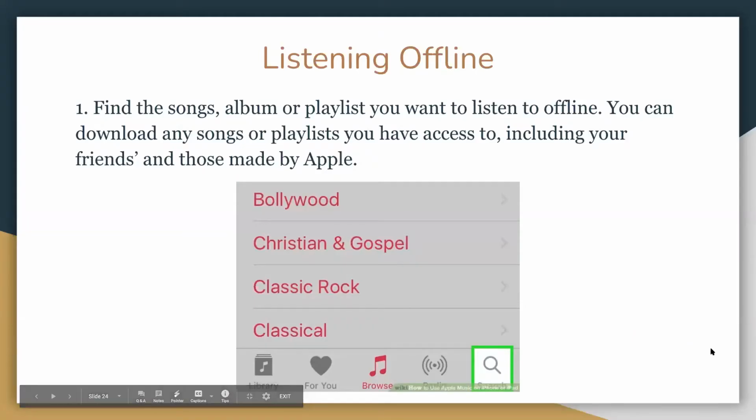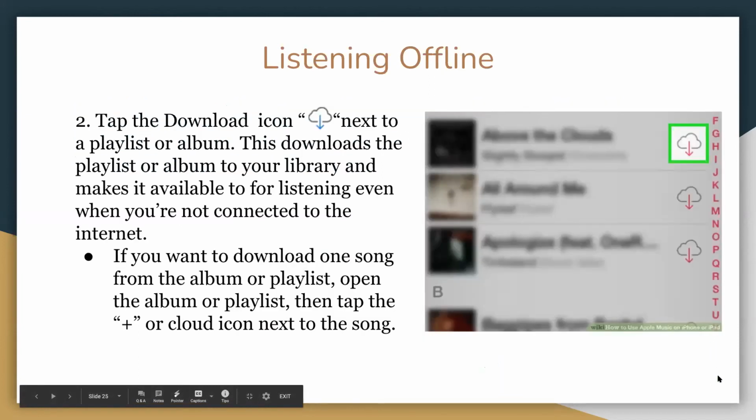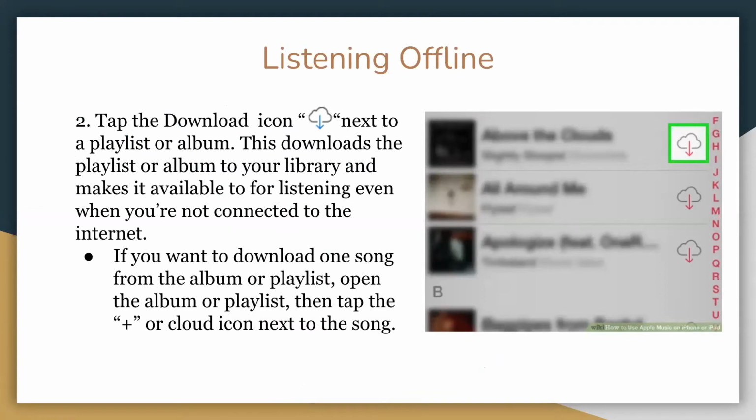The first step is to find the songs, album, or playlist you want to listen to offline. You can download any songs or playlists you have access to, including your friends' and those made by Apple. The next step is to tap the download icon next to a playlist or album. This downloads the playlist, album, or song to your library and makes it available to listen to even if you are not connected to the internet.